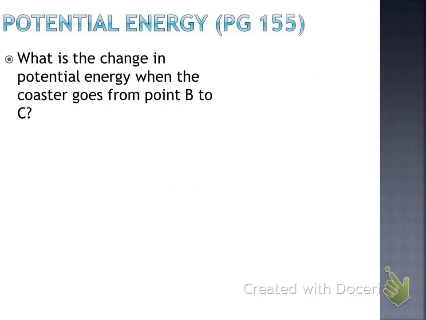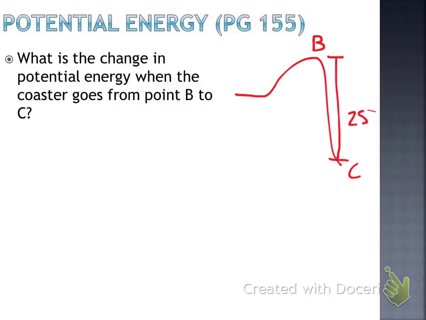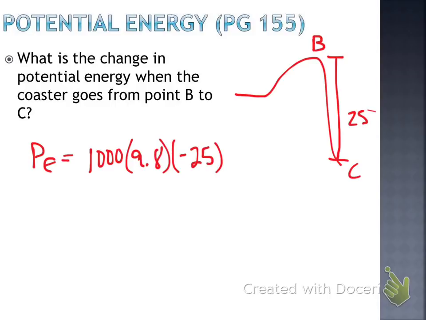Yeah, that's right. Now we want to go from point B to point C. We're starting from B to C, and we know the difference in height here is 25 this time. So our potential energy change would be mass times gravity times negative 25. We should have a greater change in potential energy because we're going that extra 10 more meters.